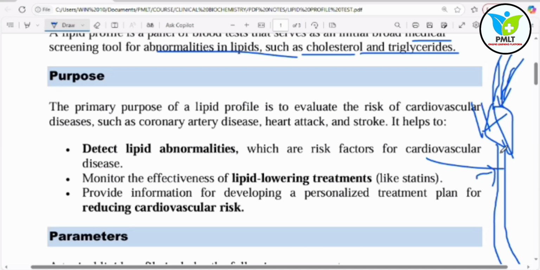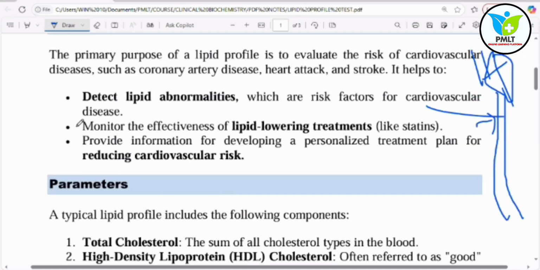Okay, that's all about cardiovascular disease. We have to measure this. Second thing you need to understand: monitor the effectiveness of lipid-lowering treatment. It means when we are taking treatment, when the lipid level is high, we have to take some kind of drug which will lower our lipid level, right? So we have to evaluate whether the particular treatment is working properly or not. Understood? That is also the same as reducing cardiovascular risk and the treatment plan related to cardiovascular risk.